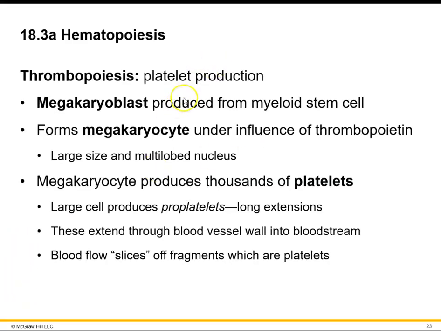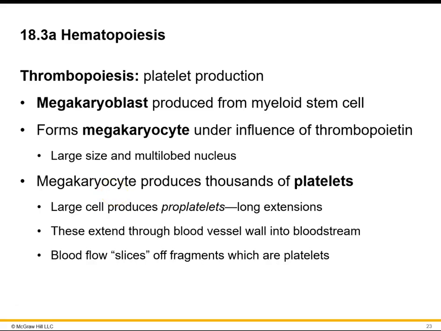All right, and then you've got thrombopoiesis, and this is platelet production. Remember, platelets are going to arise from the myeloid stem cell line. Under the influence of thrombopoietin, a megakaryoblast becomes a megakaryocyte. And that megakaryocyte produces thousands of platelets.